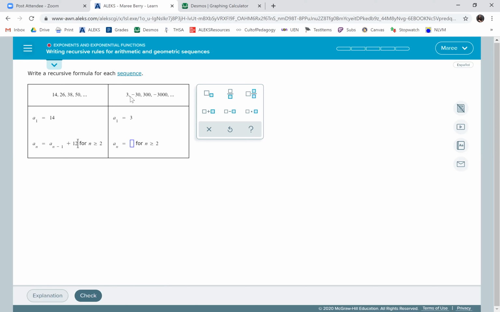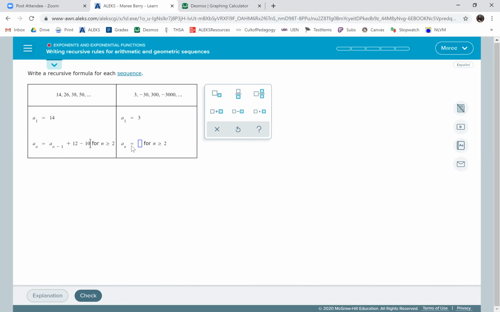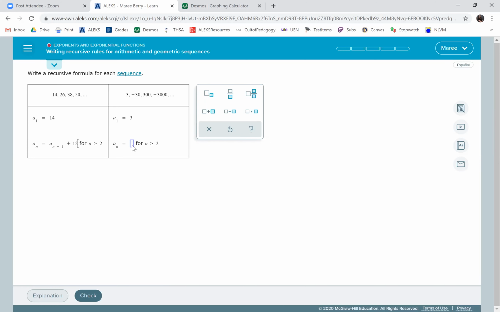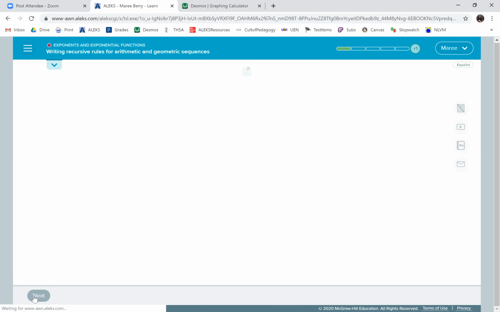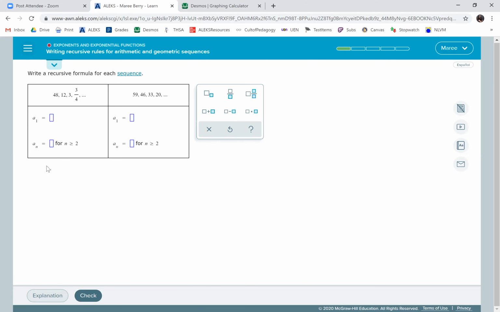Okay, then we look over here and say, okay, what are we doing here? Looks like we're timesing by a negative 10. So if we type in negative 10, times, and we'll type our a sub n minus 1. So we just always put a sub n minus 1, and then we do what we're doing to get to the next one. So when we times by negative 10, we get negative 30 times negative 10 is positive 300, and it's just going to be that the whole time. The a sub n minus 1 just says take the term before and do this, and you get the next term. And this one's 59.